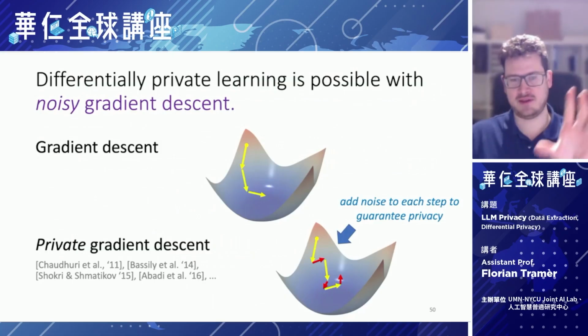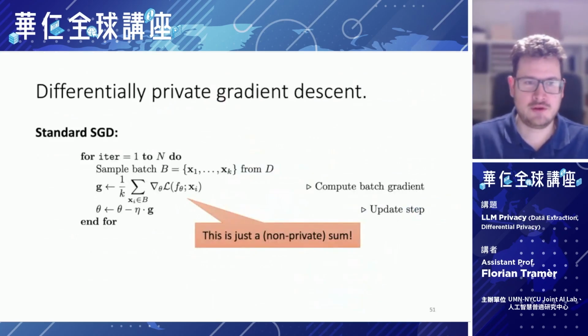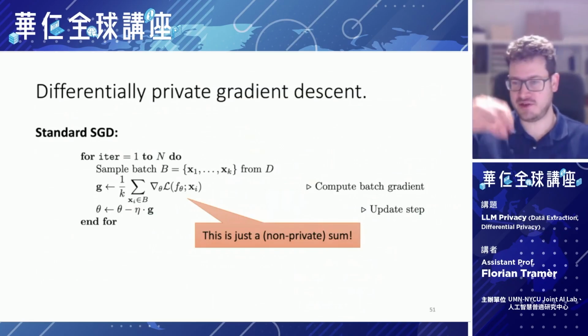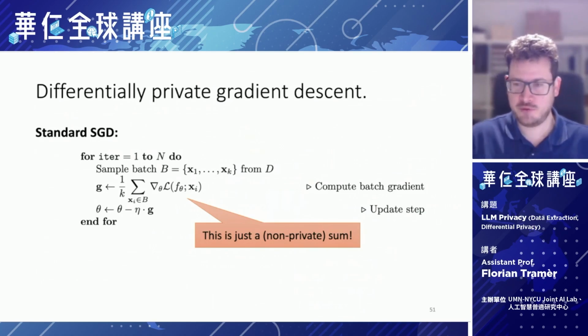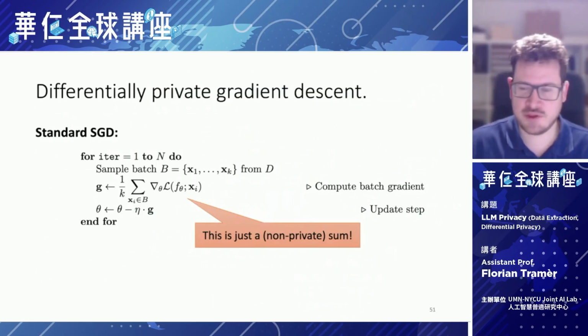But first, let's look at what this noisy gradient descent algorithm looks like. So this is standard gradient descent. You sample a batch of inputs, you compute the gradient over this batch, you sum up all the gradients, and you take a gradient step. And this is really just a private sum in each step. We take these gradients, which are not bits, they're vectors of numbers, but we're just taking individual elements that depend on each training data point, and we're just summing them up.